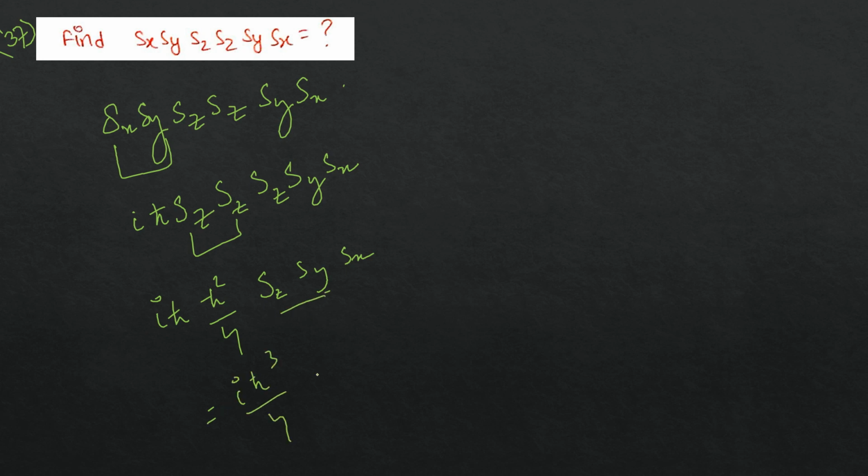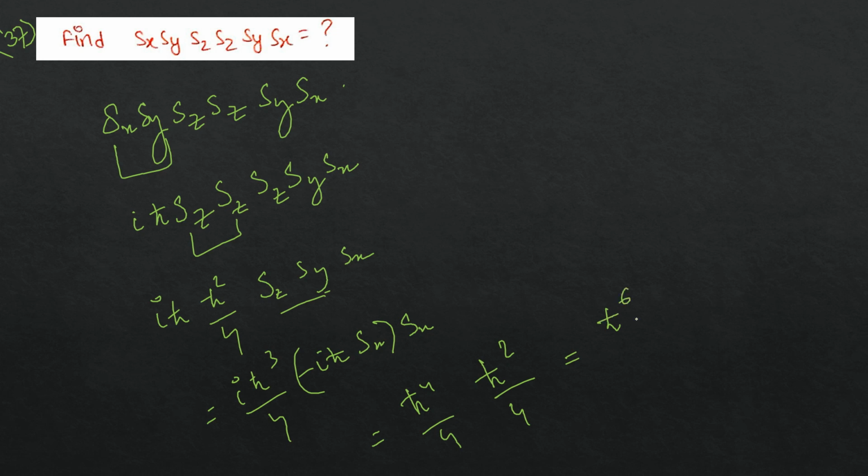Sz, Sy is how much? i h cut, minus Sx. Okay. Now this will be h to the 4 by 4. Sx square is how much? h cut square by 4. So this will become h to the 6 by 16. Okay, so that will be the answer.